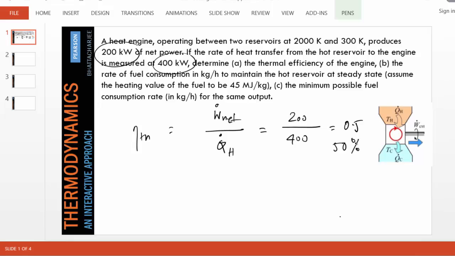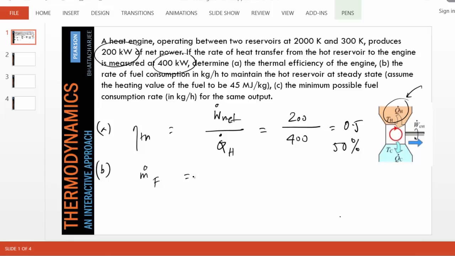Well, what is the next question? The rate of fuel consumption in kg per hour. Well, so question A has been solved, plus 2B. That seems a little bit tricky, but look, what the heating value means is that 45 million joule is released when 1 kg of fuel burns. How much do we need? We need to supply, this is the hot reservoir, 400 kilowatt of heat through fuel. So how much do we need? So the fuel consumption rate, suppose we call it m dot fuel, would be how much? If I divide 400 by 45,000, I'll get kg per second.